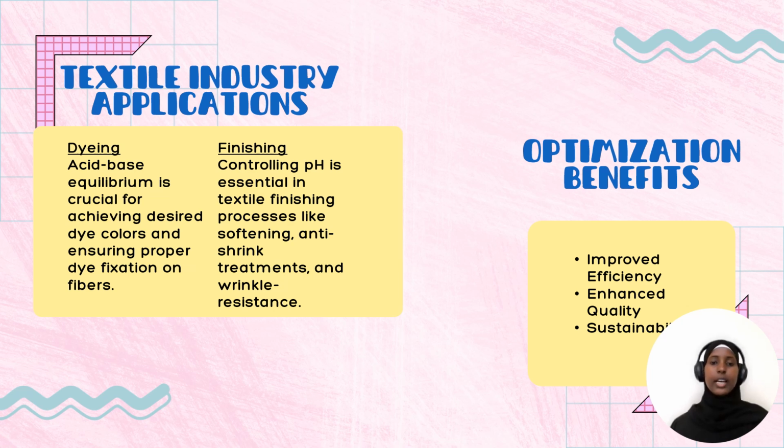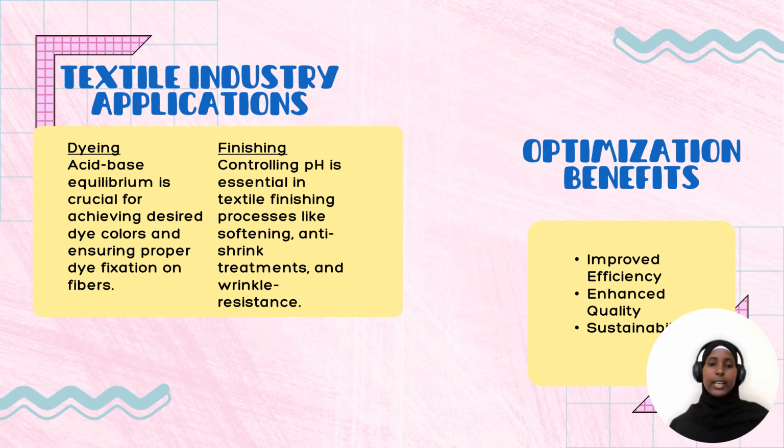First, in dyeing, maintaining the right acid-base balance is really important. It ensures that we get the desired colors on the fabric and that the dye sticks properly to the fabric. If the pH isn't controlled, the colors might not come out as expected, or they could fade quickly.